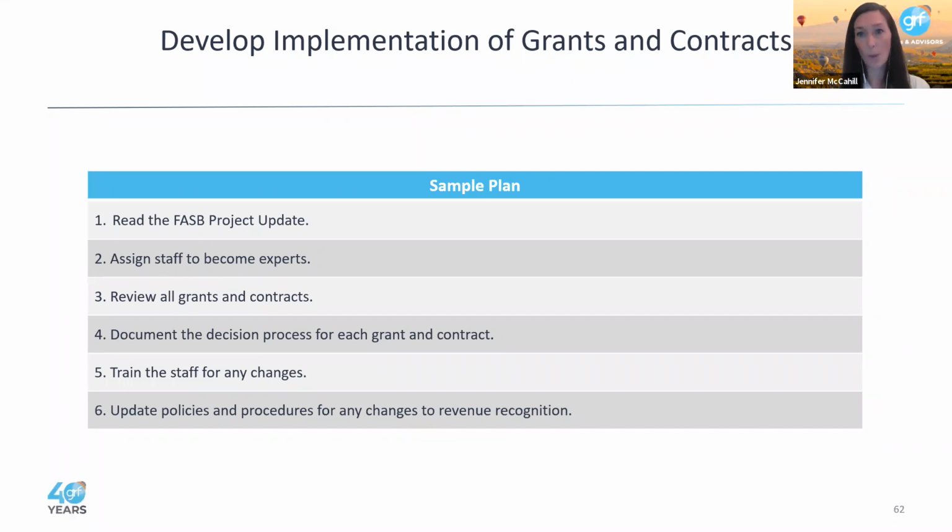And then update your policies and procedures: your accounting manual and your policies on revenue recognition. Chances are they haven't been looked at in a long time, because there haven't been significant changes to revenue recognition in a long time. So now this is a great opportunity to take a look at that within your organization.